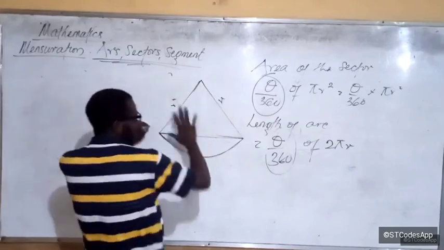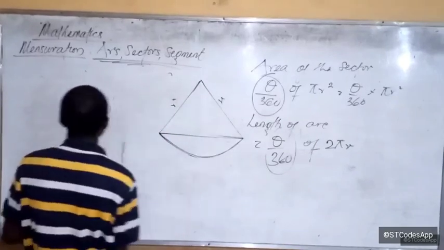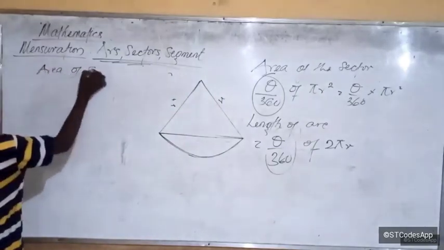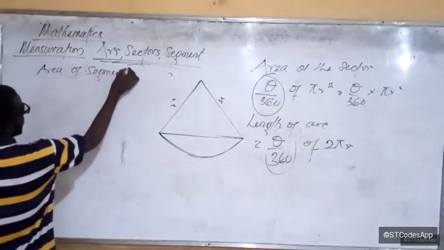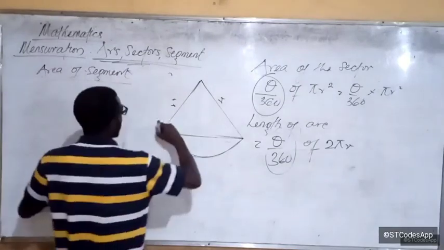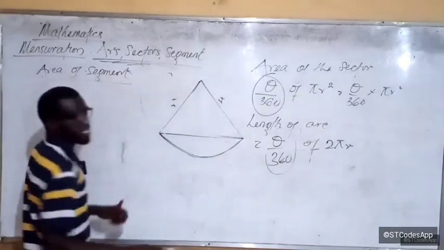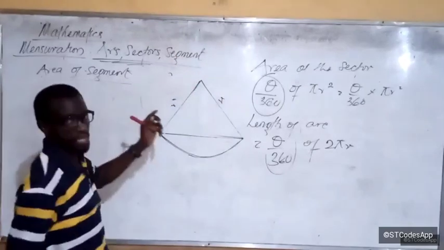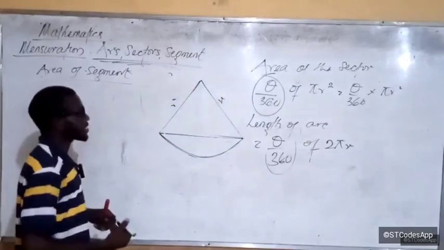So we've done this sector now. If you want to calculate the area of segments, it's simple also. Area of a segment. You remember that this is a segment and it's only a part of a bigger circle. So the other side of the circle is going to be the other segment. Is that okay? All right.